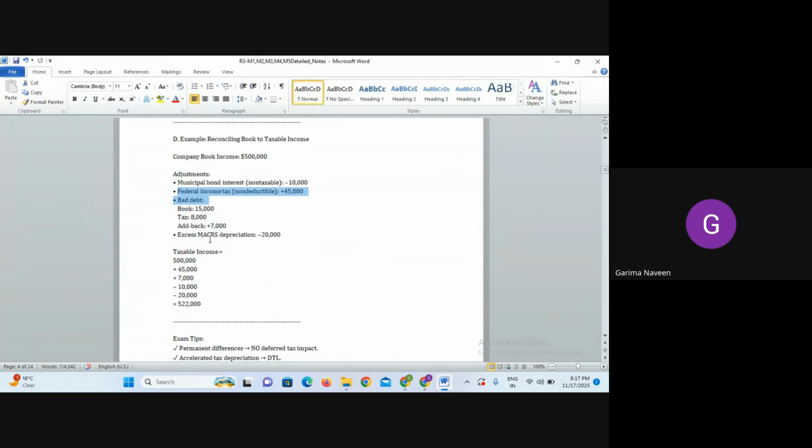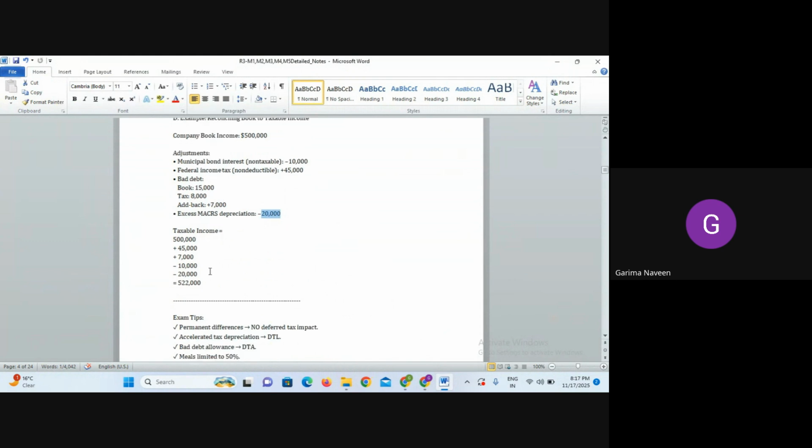Next is your excess depreciation, which is $20,000. So excess depreciation means the depreciation you are recognizing for tax purposes is 20,000 more than your book purposes. Sorry, you have to deduct this additional depreciation expense from your book income.